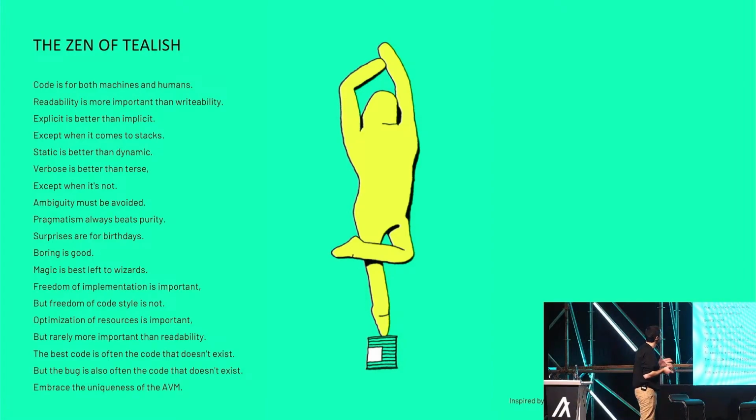So we came up with a Zen of Tealish. We borrowed directly explicit is better than implicit, because especially for contracts, it really is. But there's also a bunch of other things that we think are really important. I won't go through them all, but code is both for humans and machines. Readability is more important than writability. They are the main 2 points of our design philosophy, and that's what led us to building Tealish the way it is.